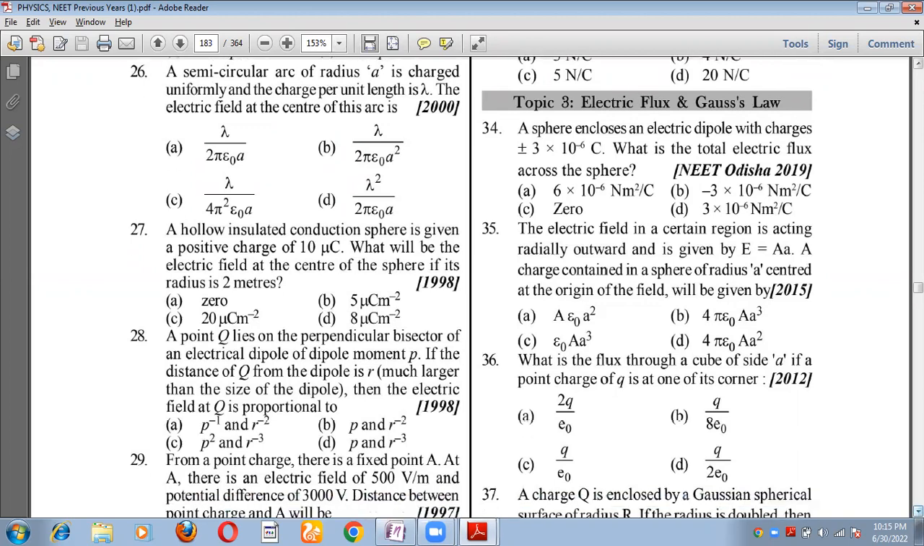Now moving to the next question, question number 27. A hollow insulated conducting sphere is given a positive charge of 10 microcoulomb. What will be the electric field at the center of the sphere if its radius is 2 meters? All of you go through question number 27, and I think all of you can answer it easily.